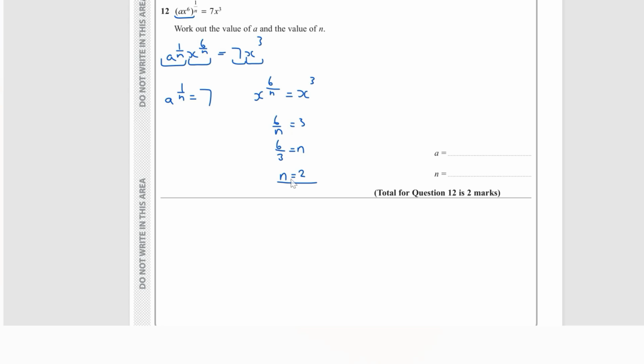So if we substitute n is 2 into this, we would have a to the power of a half equals 7. So now we want a on its own. So when we have something to the power of a half, it means we're square rooting. So if we want to take this over, if we're square rooting on this side, we will be squaring on this side. So that will be a equals 7 squared, which gives us a value of 49.